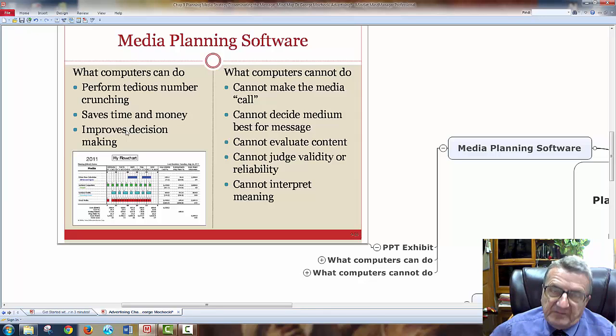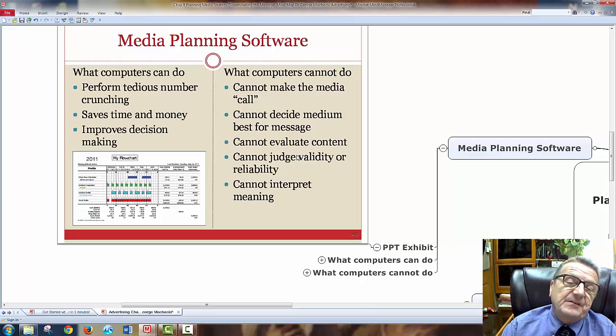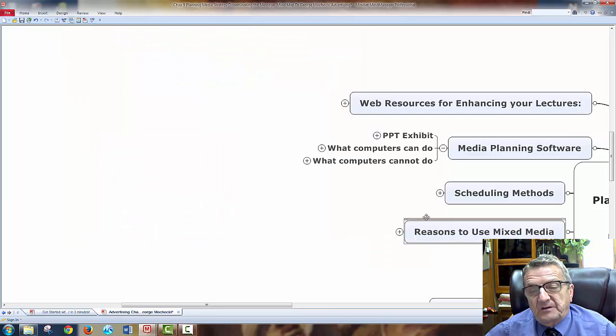So remember, I have to be able to be creative. The computer just takes data and gives me information. With that information that I get from it, now I can logically think what's my next step. Computers cannot make the media call, cannot decide the medium for the best message, cannot evaluate the content. It gives me a good indicator. I can put all this stuff in there. It'll lead me in this area, but I still have to fine tune it and bring it down to meet my target market or my customer base.